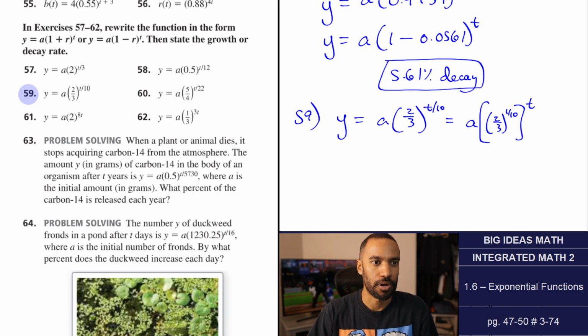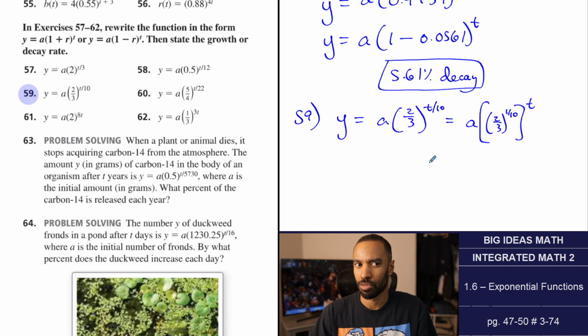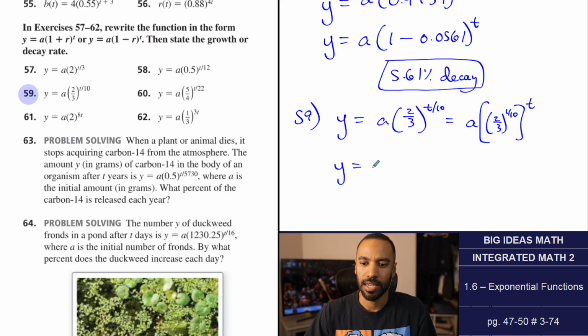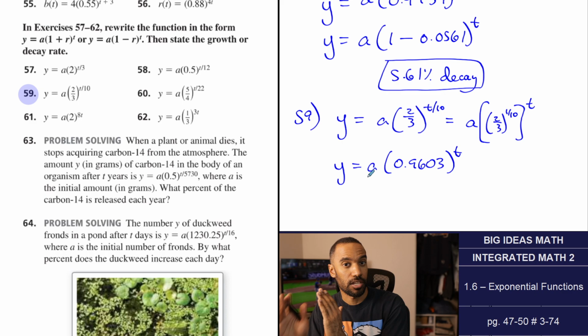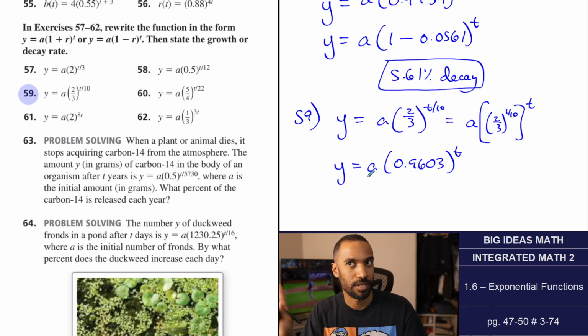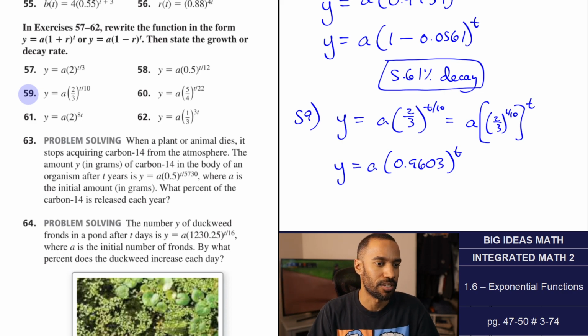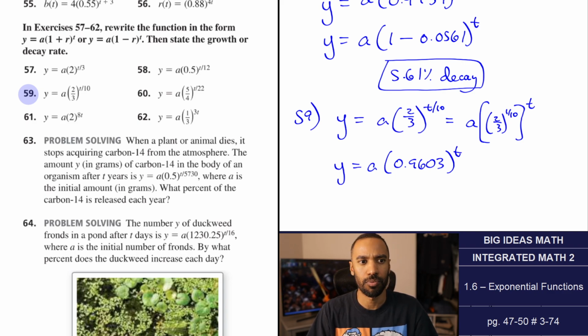Let's take the 10th root of 2/3. Make sure you put parentheses around that if you're going to. Somehow I got a curly brace. 2/3 to the, I'll put 0.1. That's 1/10. And I'm getting 4 decimal places, 0.9603. So y is a times 0.9603 raised to the t power. I can do 1 minus this. It should be 0.0397. Let's check that. 1 minus that. Yeah, 0.0397.